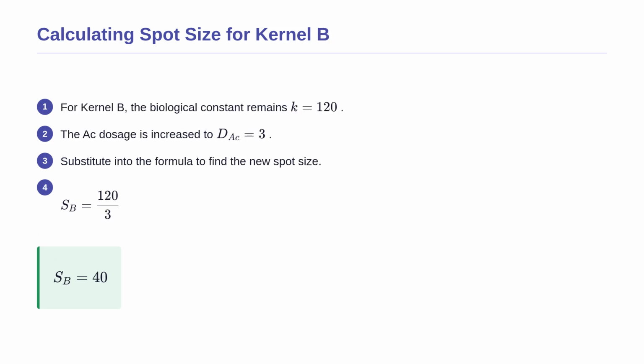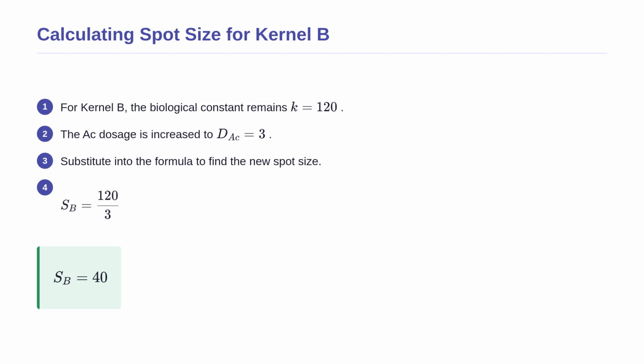Having calculated the spot size for our first kernel, let us see how an increased dosage changes the outcome for kernel B. We keep the exact same biological constant of 120 because both kernels belong to the same strain. However, kernel B has exactly 3 copies of the AC element, so our denominator becomes 3. We substitute these values into our formula to directly compare the effect of having 3 times as many activator elements.